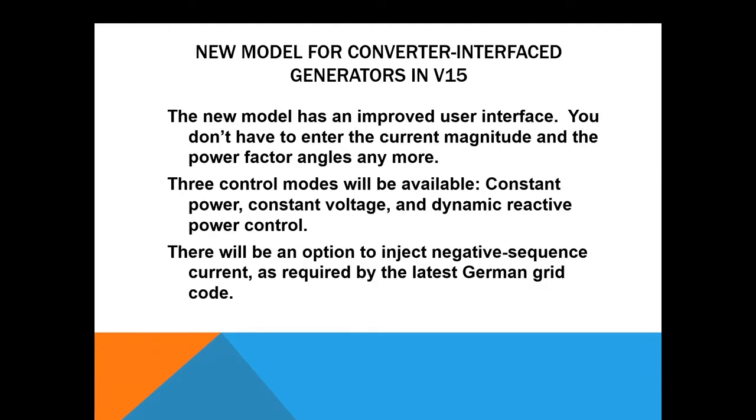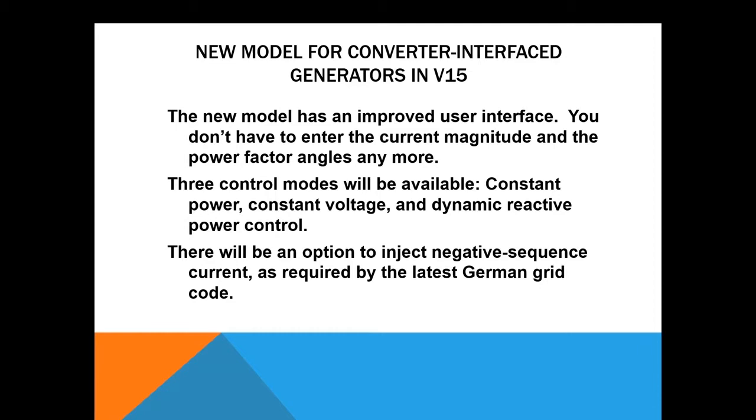Okay, so let me talk about what we are doing for this kind of generator in version 15, for the Type 4 wind plant and solar. The new generator model has an improved user interface. You don't have to enter those current magnitude and power factor angles anymore. And probably a lot of you are saying hallelujah when you hear this. There are several control modes available: constant power, constant voltage, and dynamic reactive power control. You say, well, what is dynamic reactive power control?